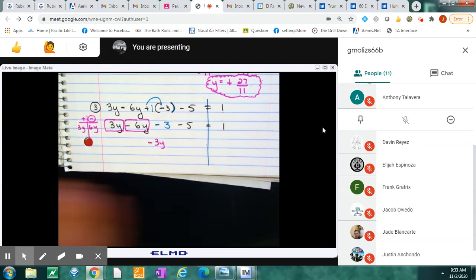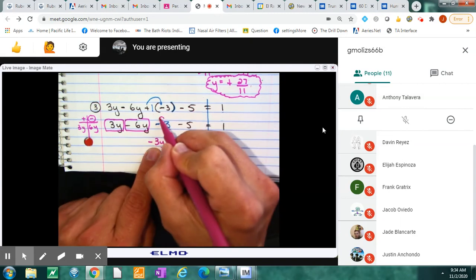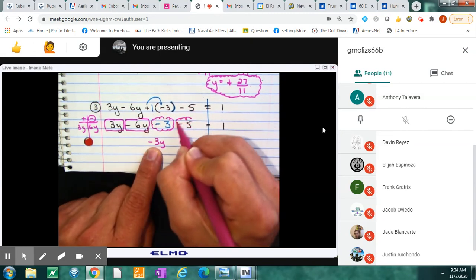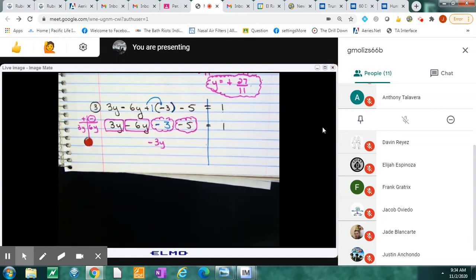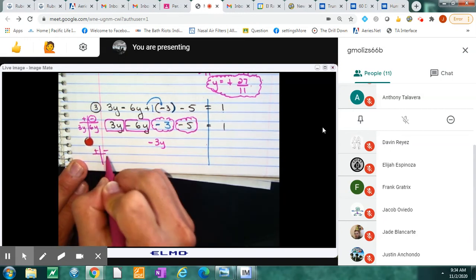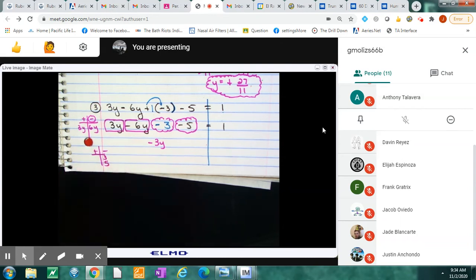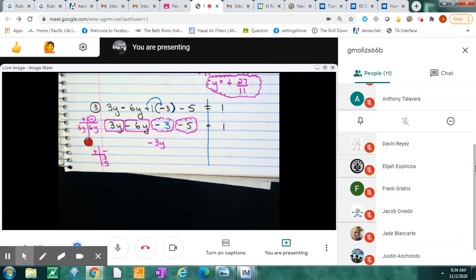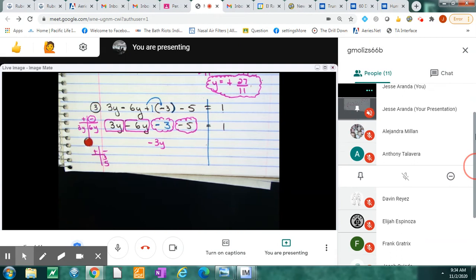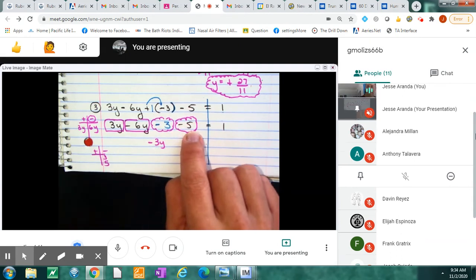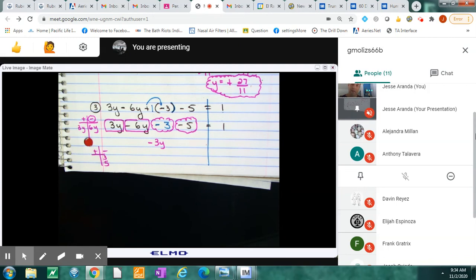See that? And then now I'm going to do the constants. The -3, and I'm going to add. Remember, combine like terms, meaning you're adding them. So I'm going to do another t-chart. -3 and -5. Let's see. And let's see. Davin, what do we get there? When we combine the -3 with the -5. Davin? Davin or Alejandra? I don't think Davin's there. Alejandra?